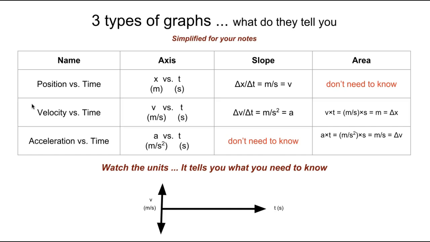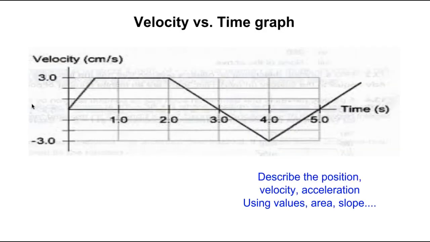You don't need to know. The slope of the line will mean nothing to you, so just don't ignore it. However, the area is important, and it tells you the change in velocity. So here, this is a velocity versus time graph. This is an example graph. I just want to explain a few key things when you're looking at a graph.